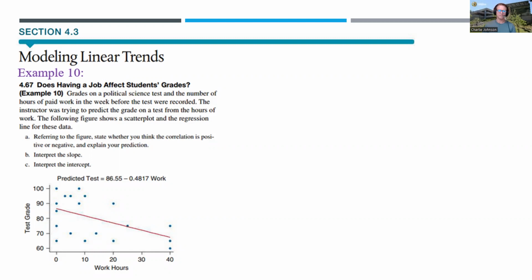So the predicted test score is 86.55 minus 0.4817 times the number of hours worked. Referring to the figure, state whether you think the correlation is positive or negative and explain your prediction. We see that the trend is going down. The slope is negative, so we would expect that the correlation is negative.